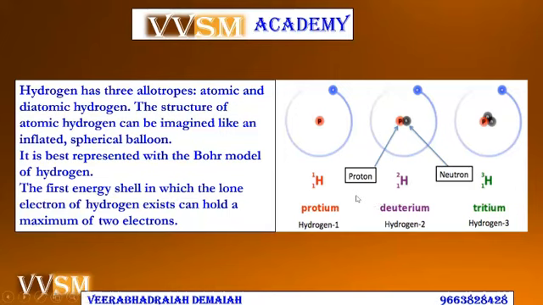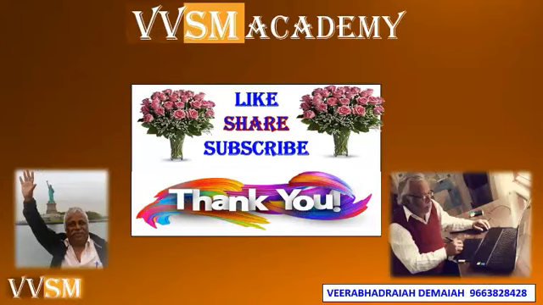Hydrogen 1H1 is protium, and deuterium consists of a proton and a neutron, that is hydrogen 2, and tritium 1H3 has 2 neutrons with 1 proton, tritium, hydrogen 3. This is about the isotopes of hydrogen. Allotropy is a phenomenon in which certain elements possess the same atomic number but differ in atomic masses. Such elements exhibit allotropy.